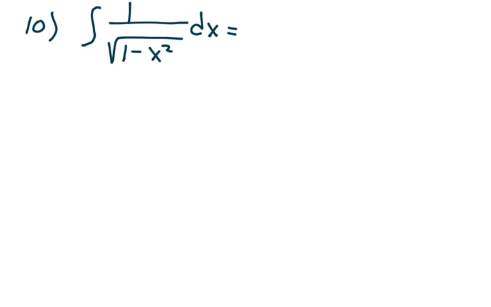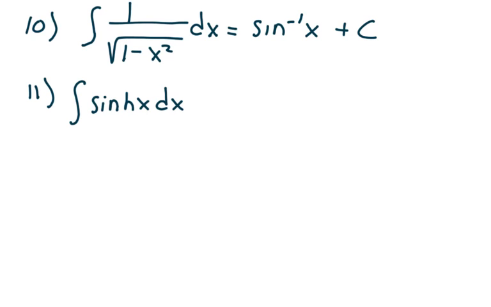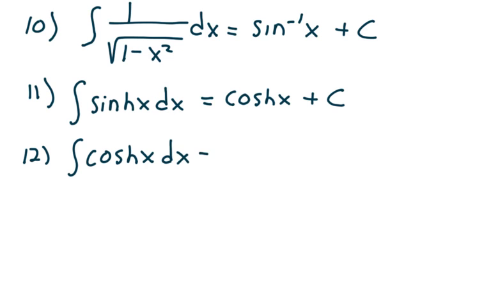Number 10, the integral of 1 over the square root of 1 minus x squared dx is the inverse sine of x plus c. Number 11, the integral of the hyperbolic sine of x dx is the hyperbolic cosine x plus c. And number 12, the integral of hyperbolic cosine x dx is hyperbolic sine x plus c. The more you know, the better off you are. I do realize I've listed 12, but again, the more you know, the better off.